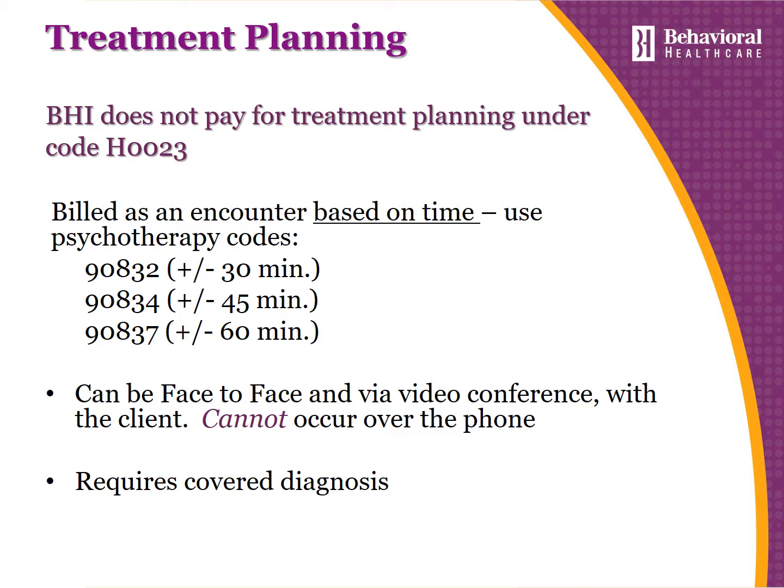90837 is the 60-minute code. This code is used for psychotherapy sessions 53 minutes or greater. There is no maximum duration to this code. You cannot bill 2 timed codes to meet your total duration for the session. As example, if your session is 1 hour and 25 minutes, you cannot bill 90832 and 90837.